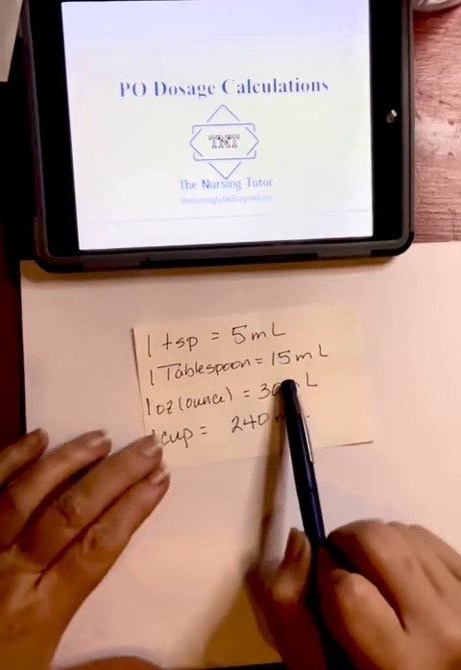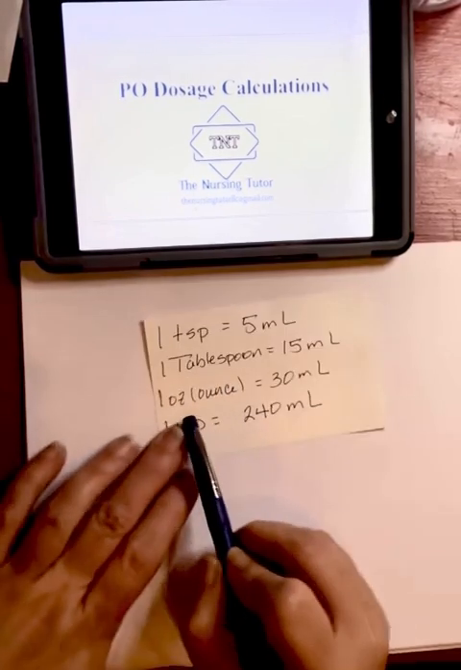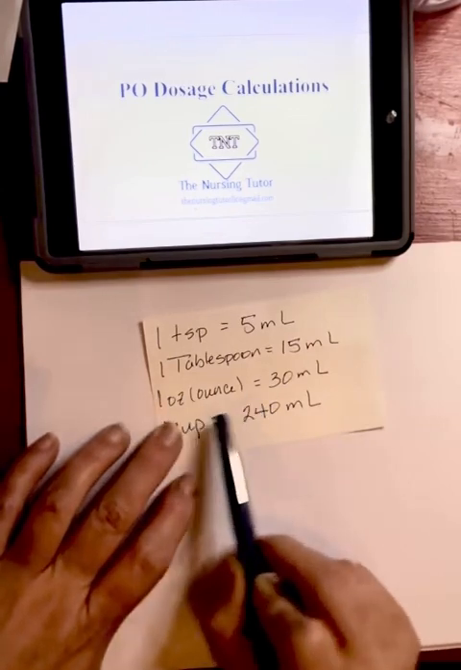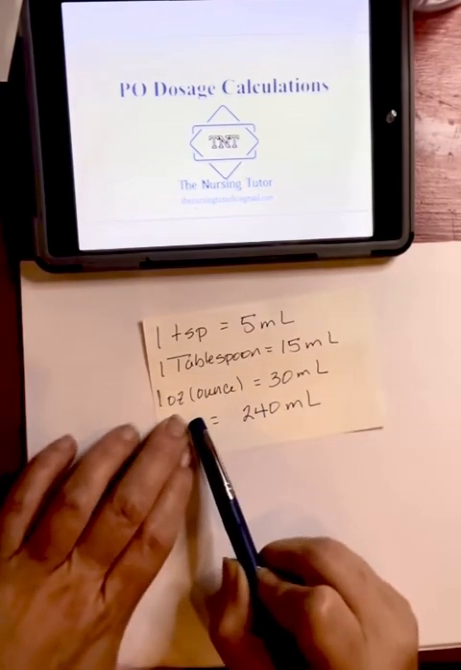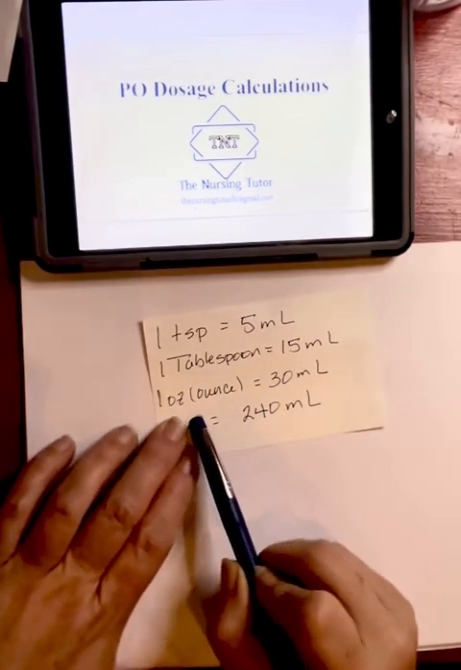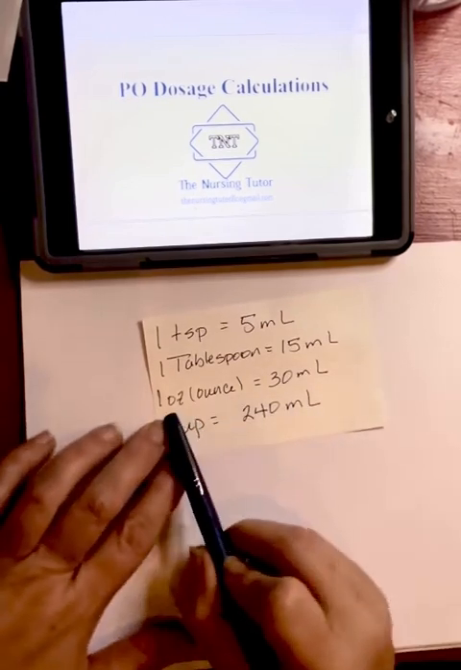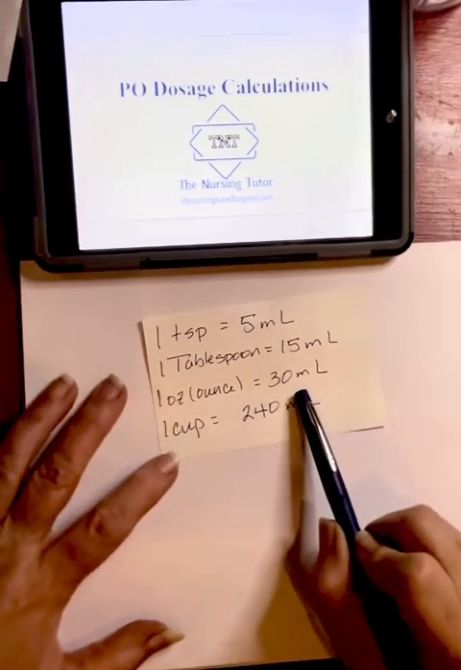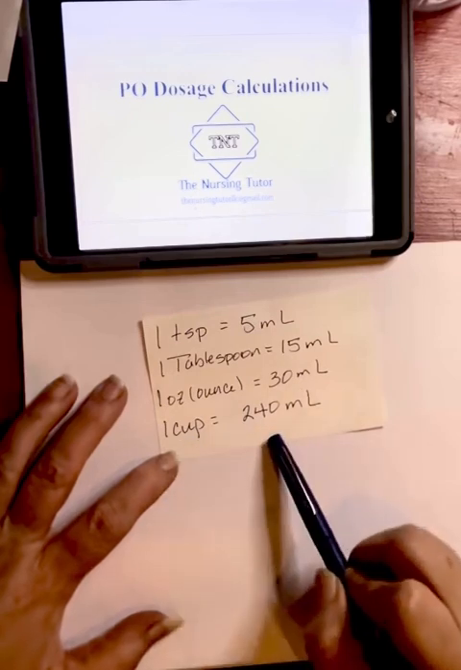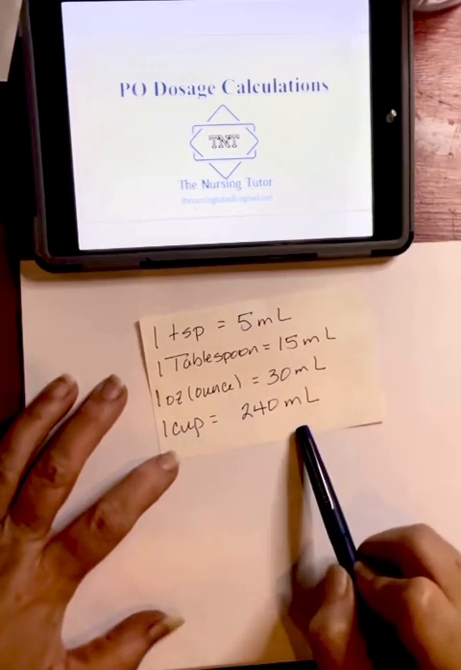1 tablespoon is 15. 1 ounce, you see how I did an O and then a Z and I put a line through it? They do that so that people don't think that's a 2. So that's just a little, you're welcome. But an ounce is 30 milliliters and 1 cup is 240.